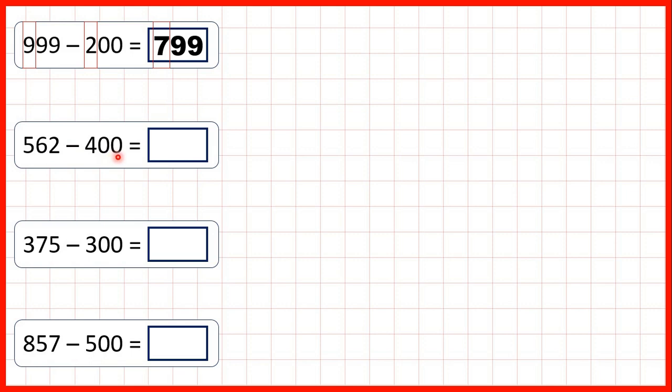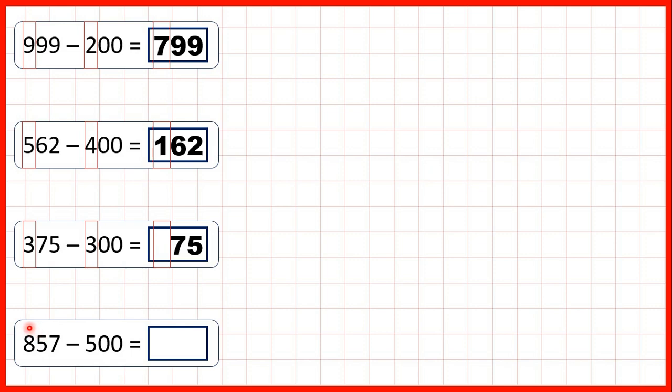Now 562 minus 400. The 6 in our tens and 2 in our ones will stay the same, and 5 minus 4 is 1. So our answer is 162. Now 375 minus 300. So here we start with 300, but we're taking all three of those hundreds away. So that means our answer is just 75. We don't need to write 075 because we don't need zeros at the start of whole numbers. The number 75 already tells us that we don't have any hundreds.